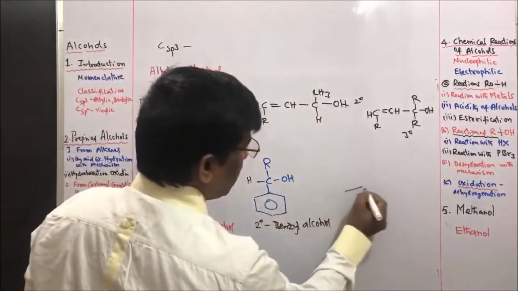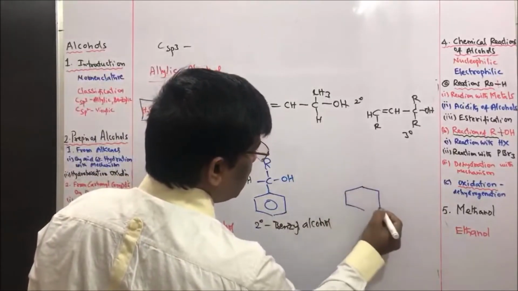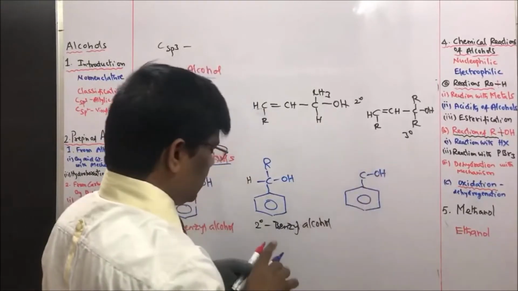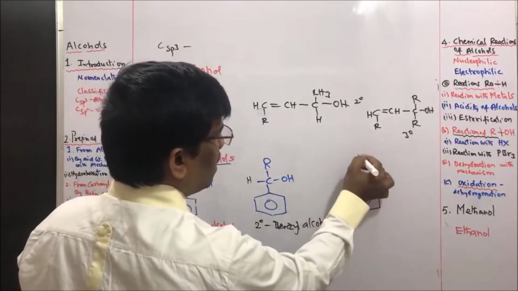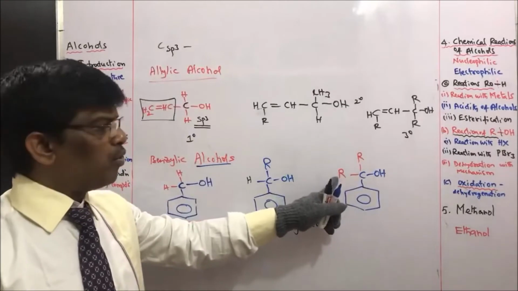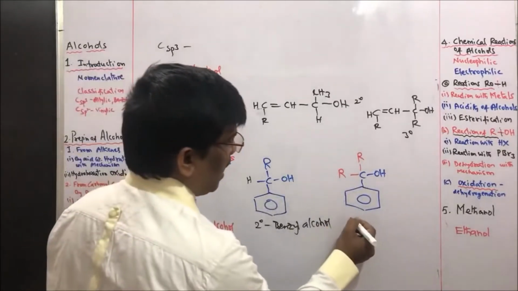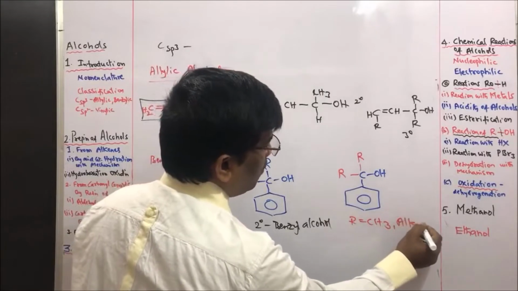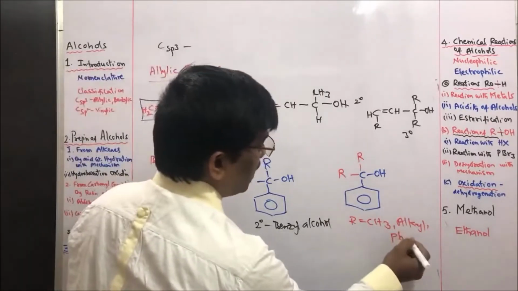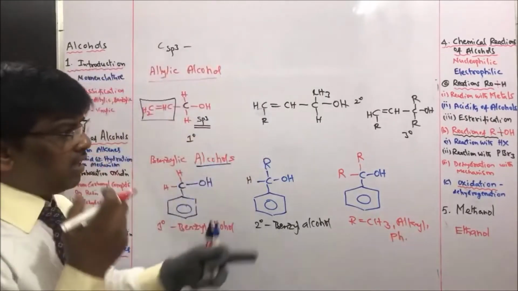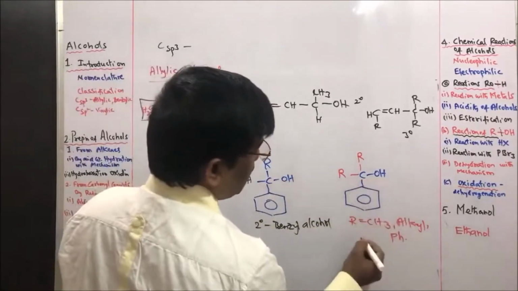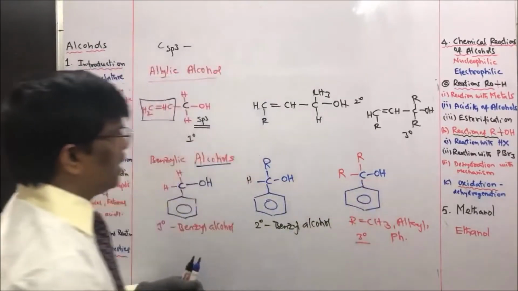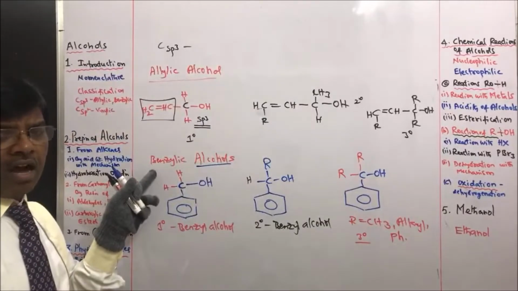However, when OH is attached to the benzene ring carbon and that carbon is attached to other carbon-containing groups, either methyl or any alkyl group or phenyl group, or another benzene ring also, then it is known as a tertiary alcohol of the benzylic carbon.